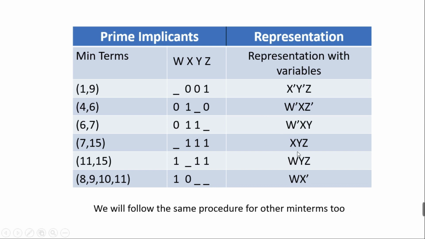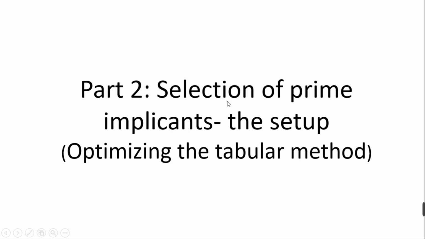Now we're going to move into part 2 of this problem. Part 2 is the selection of prime implicants, the second step in optimizing the tabular method. That means we have already gone through the first part of our problem, and now we're going to try to optimize it. Let's move on to our next part.